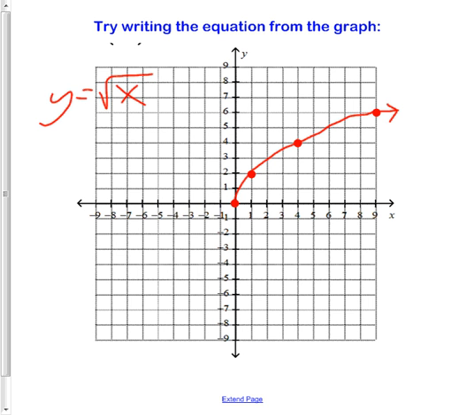This one's fairly easy. Can you see that compared to the parent one, which, by the way, would have been here? And remember, 1, 1 is a common dot that we use. Over 4 up 2, and over 9 up 3. That's these square roots. Square root of 9 is 3. Square root of 4 is 2, etc. So compared to this one, can you see it's been stretched up? All right. And then how much has it been stretched up?